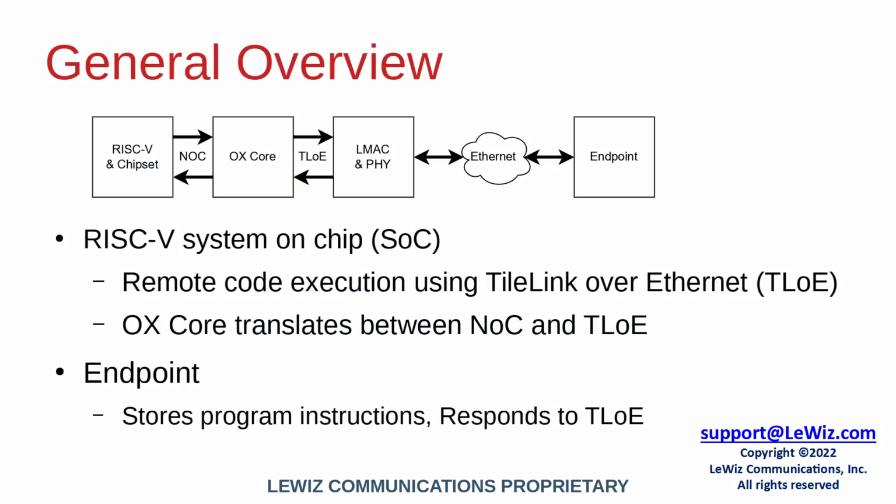The OmniXtend RemoteAgent project is a RISC-V system-on-chip, SoC, developed to use the TileLink over Ethernet protocol, also known as OmniXtend, for communication between the processor and a network storage endpoint containing program instructions. The processor used in this project is a combination of the open-source OpenPiton framework and the Ariane RISC-V CPU core. The OX core is responsible for translating between the NOC interface on the CPU and the TLOE format for the network interface. The endpoint holds the program to execute and responds to TLOE requests from the OX core.